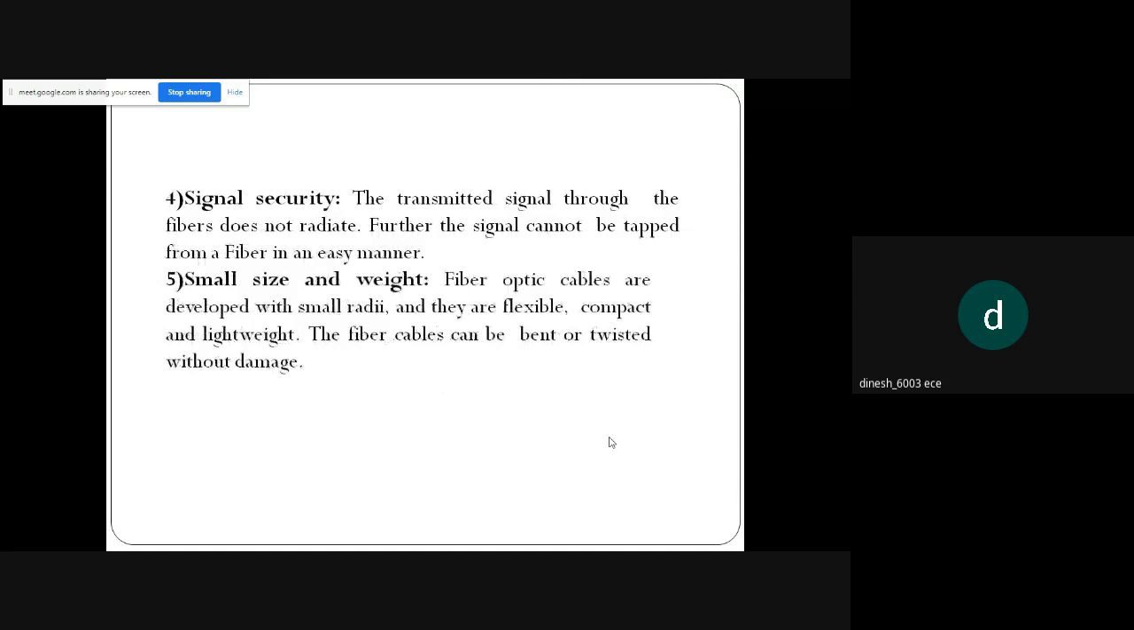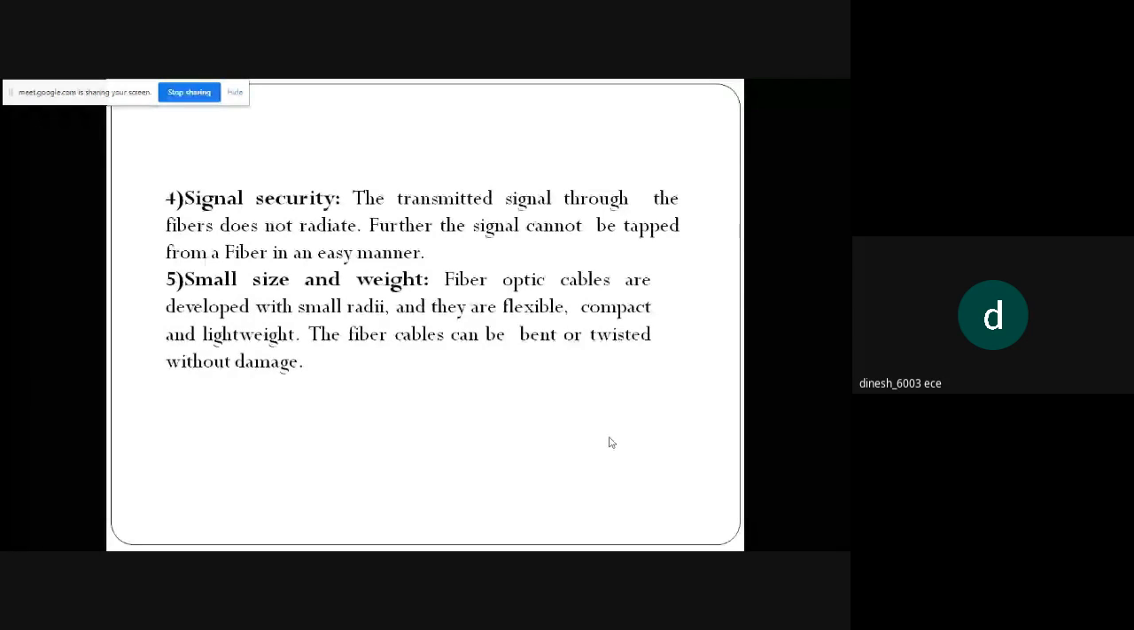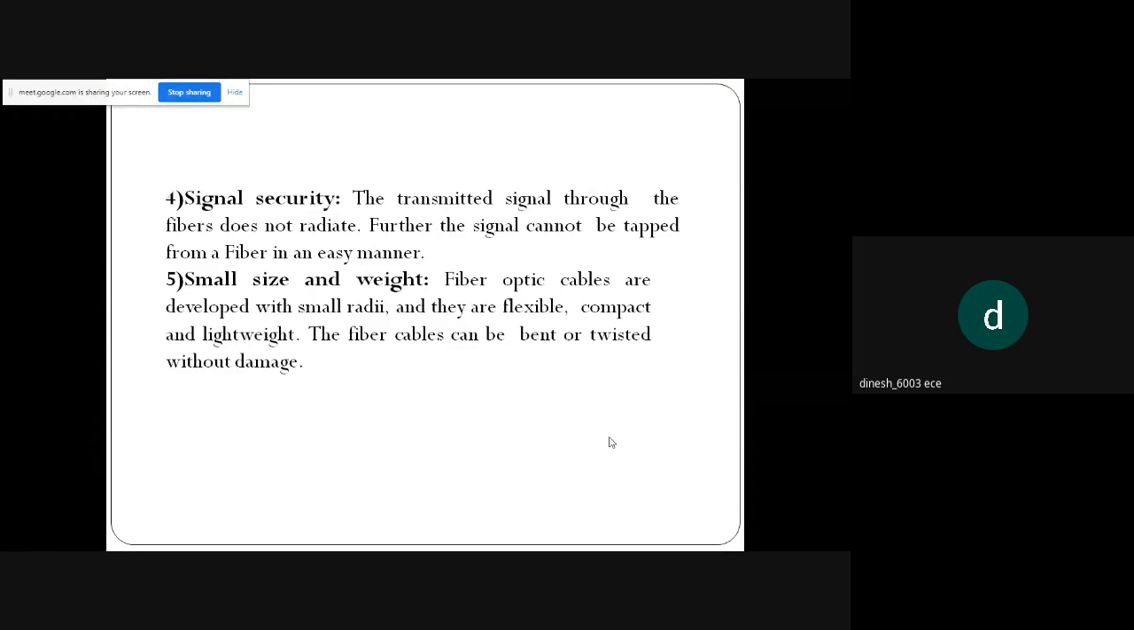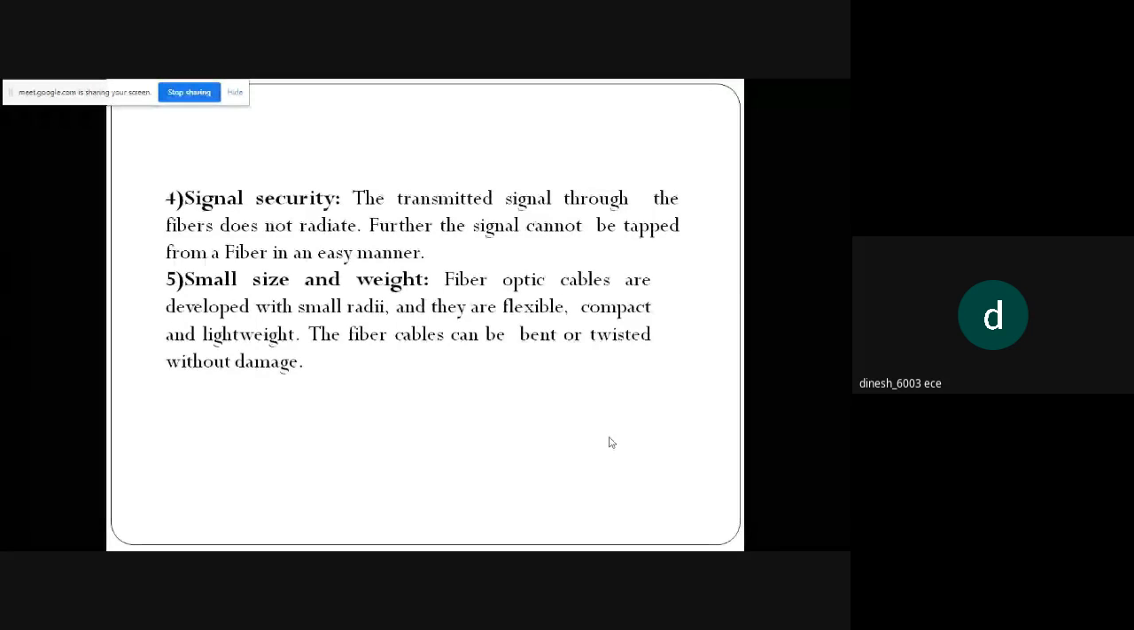Next characteristic is the signal security. The transmitted signal through the fiber does not radiate at all. It means that neither the glass material, nor the cladding, nor the jacket radiates the optical signals. Further, these signals cannot be tapped easily.